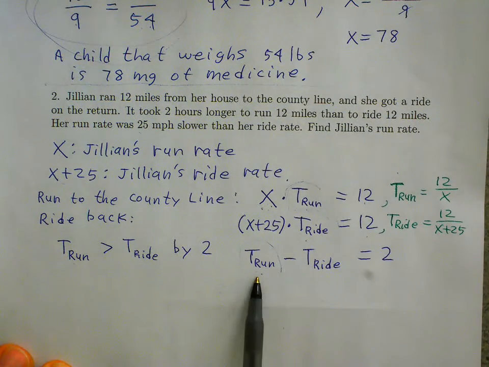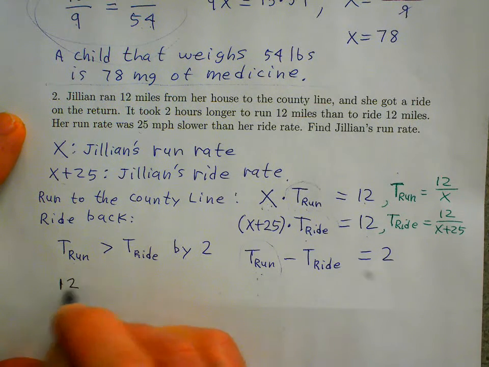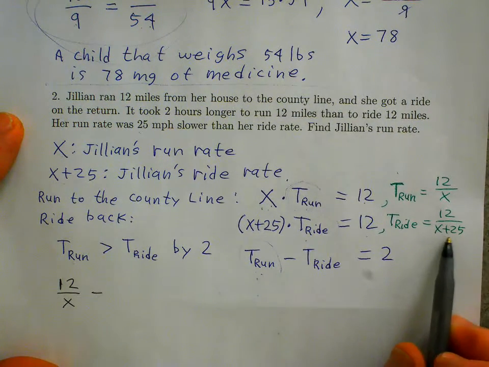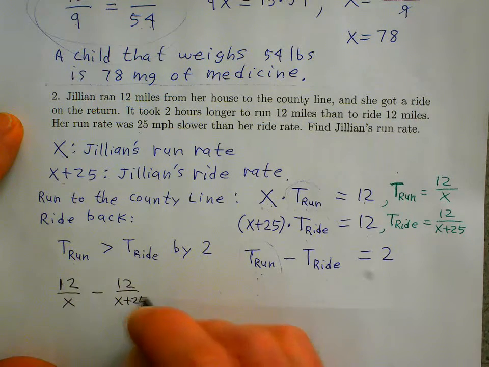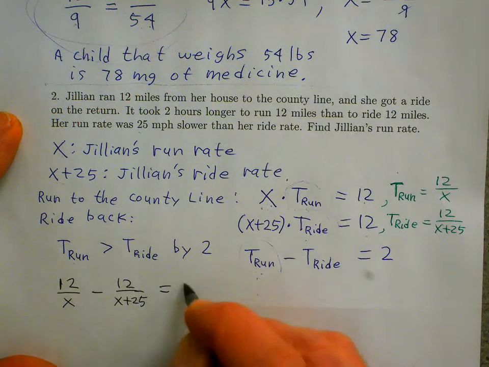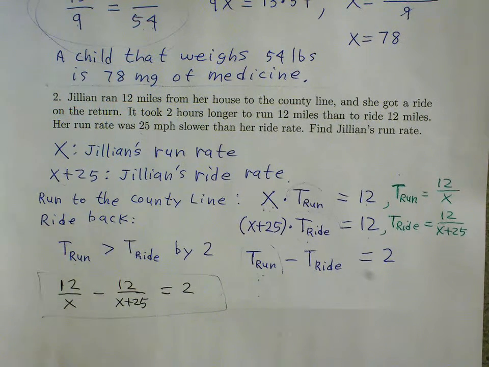Okay, then by substitution, since t sub run is 12 divided by x, I write 12 divided by x minus t sub ride, but I'm going to replace that with 12 divided by x plus 25. That equals 2. So finally, we have an equation whose only variable is x, and we discussed how to solve equations like this last week.